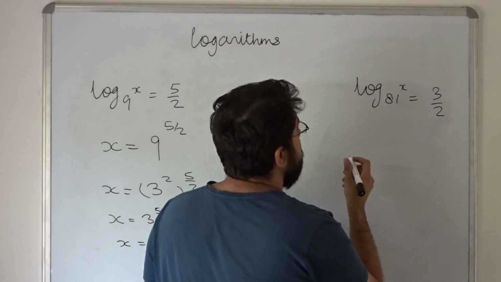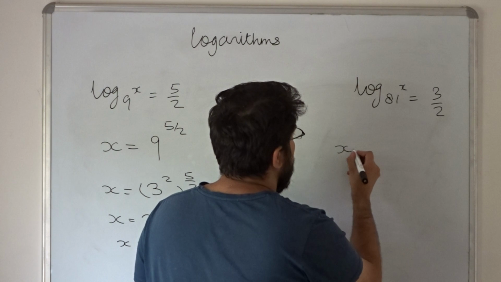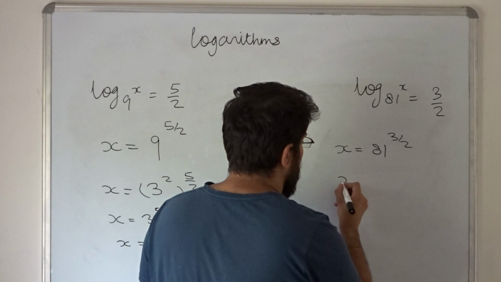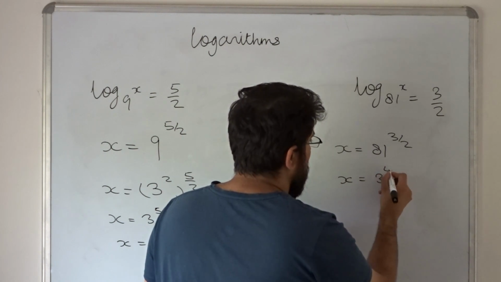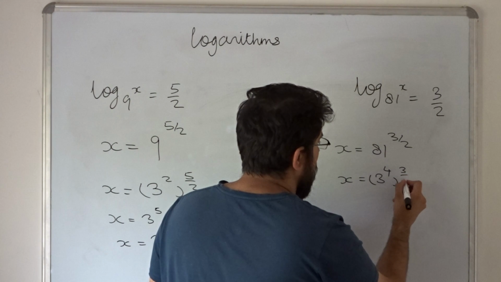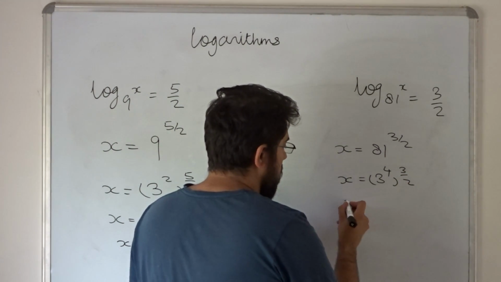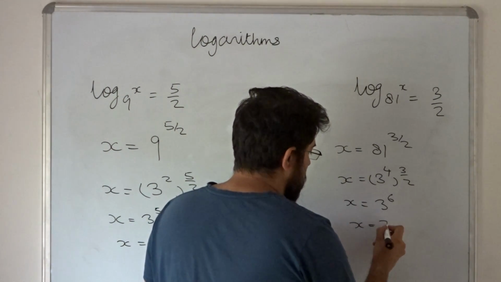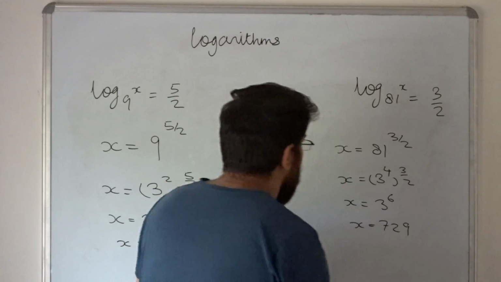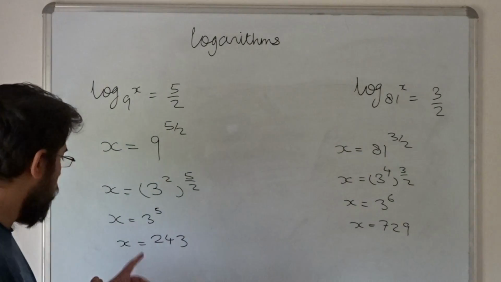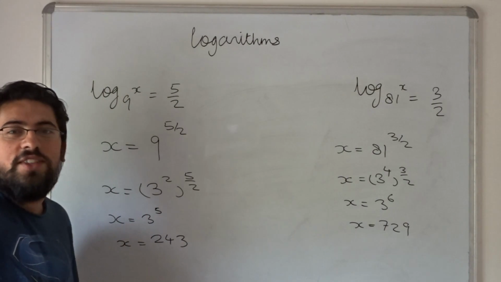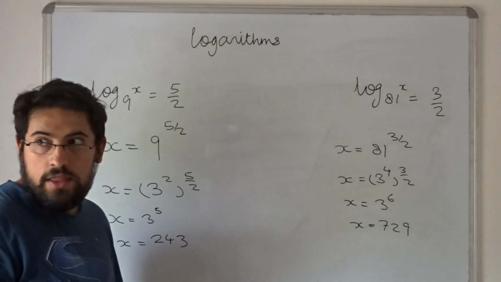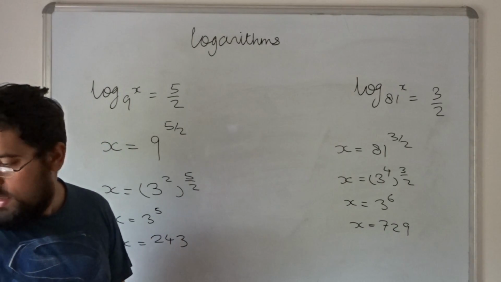So again, here you have the same thing. X equals base 81, 3 to the power 2. So then X equals 3 to the power 4. Okay? So then here you get 3 to the power 6. So X equals 729. Yes guys, I get confused between 3 to the power 5, which is 243, and 7 to the power 3, which is 343.